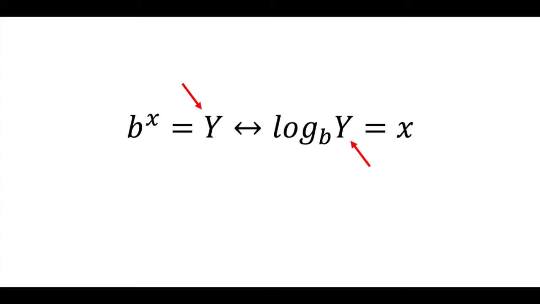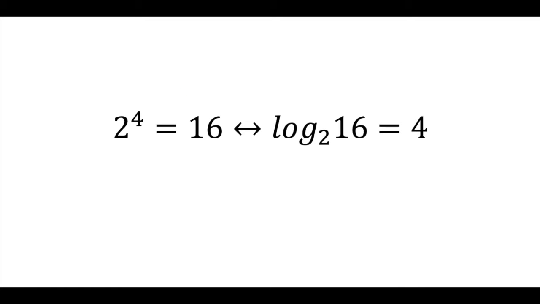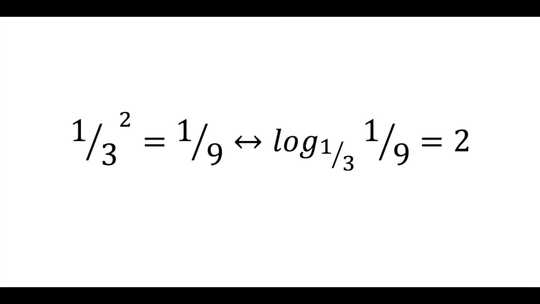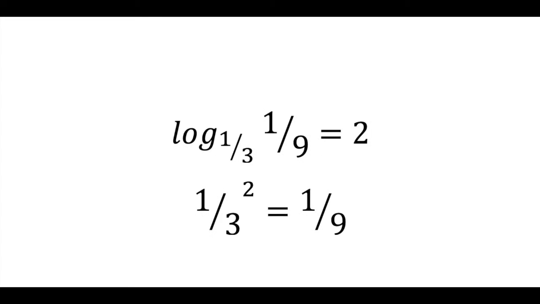Some basic examples of logarithms. Since 2 to the 4th power is 16, log base 2 of 16 is 4. If 1/3 to the 2nd power is 1/9, log base 1/3 of 1/9 is 2. Checking the result of a logarithm is simple. Take the base, raise it to the result of the logarithmic operation, and be sure it matches the value in the logarithmic expression.